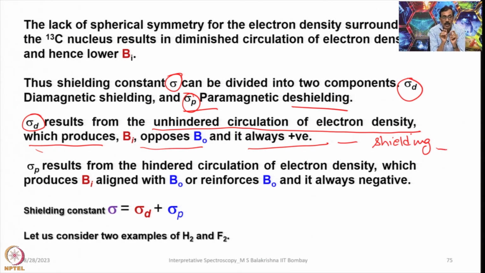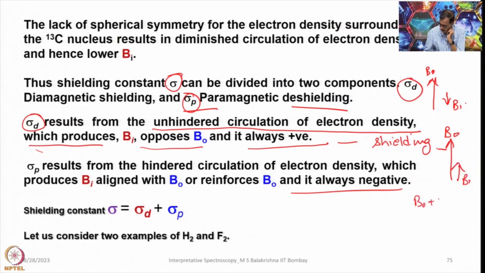Though sigma p results from the hindered circulation of electron density. When the electron density is unsymmetric, that results in hindered circulation of electron density under the influence of magnetic field B naught, which produces Bi aligned with B naught, or reinforces B naught. So in this case, B will be like this, Bi will also be like this. So net is B naught plus Bi. So this is always negative. So the shielding constant is the sum of the total effect of sigma d and sigma p at a given time, and whichever is dominating would decide whether the signal is shielded or deshielded.